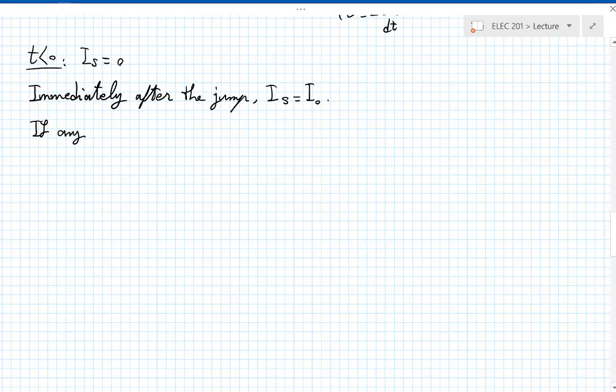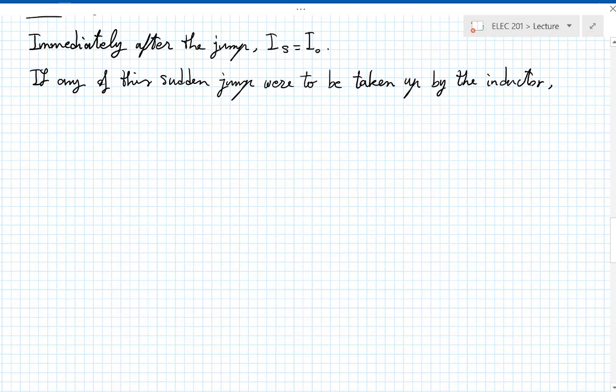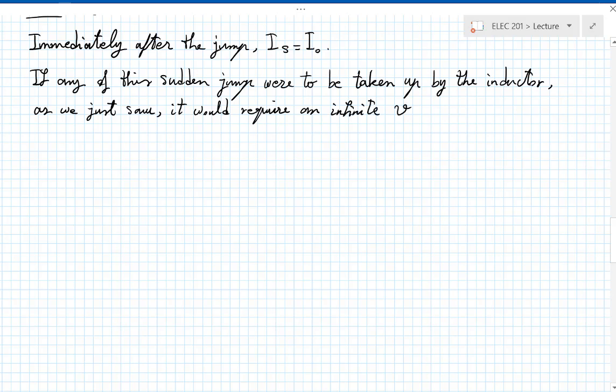If any of this sudden jump were to be taken up by the inductor, as we just saw in the previous example just above this, it would require an infinite voltage V at the point t equals 0.